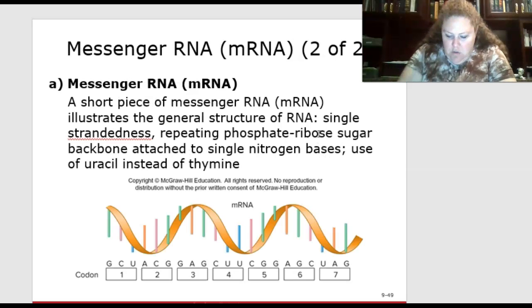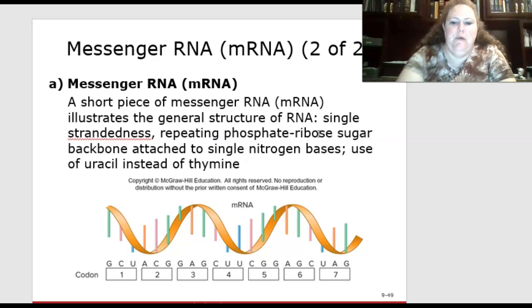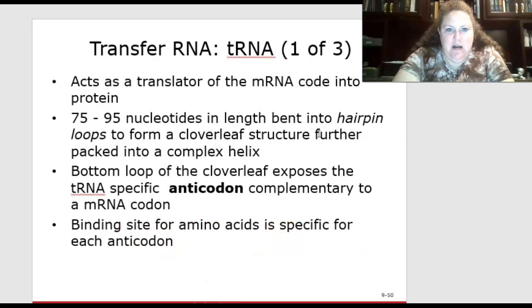Okay? And so this is going to be figure 9.12, and it specifically shows you messenger RNA. mRNA is a short piece of messenger RNA, and this is going to illustrate the general structure of RNA. It is a single strand, a repeating phosphate-ribose sugar backbone, which is going to be attached to a single nitrogenous base. And again, instead of AT, it's going to be AUCG. Okay, and so that would be your messenger RNA.